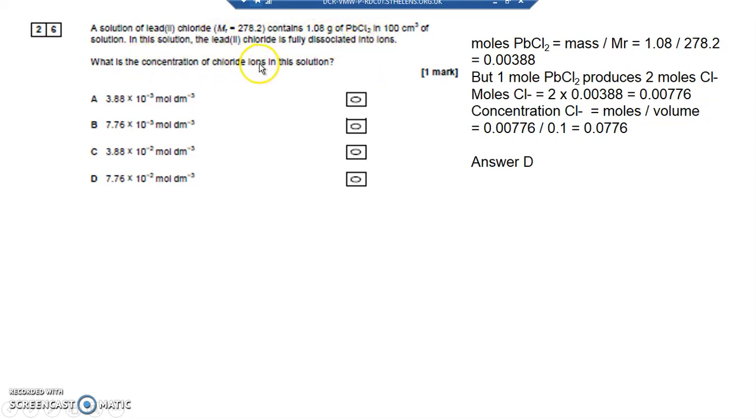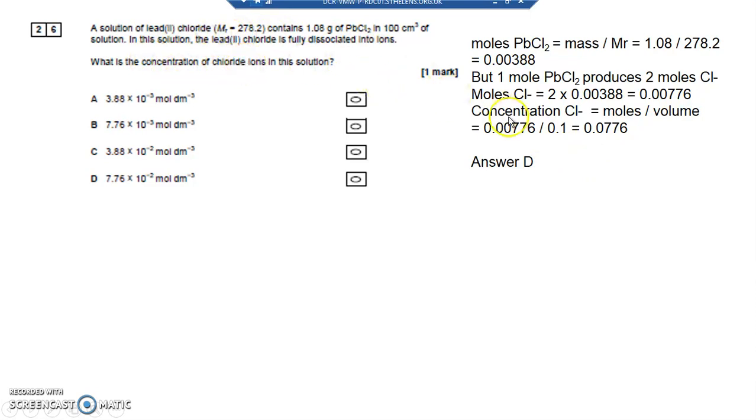What is the concentration of chloride ions? Well, for every 1 mole of this PbCl2, when it dissolves in water, 1 mole will release 2 Cl- ions. So the number of moles of PbCl2 is 0.00388. But when it dissolves in water, it will make Pb ions and 2 Cl- ions. Then it makes 2 moles of Cl- ions from 1 mole of PbCl2. So I need to multiply it by 2, 0.00776, to work out the number of moles of Cl- ions.